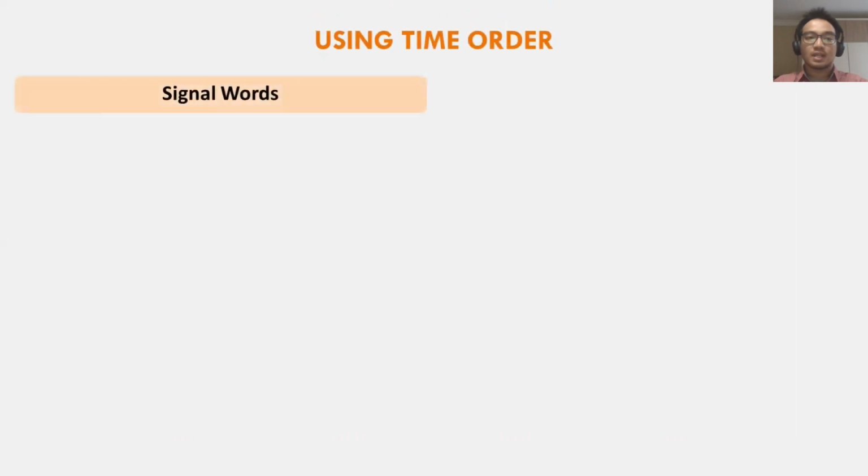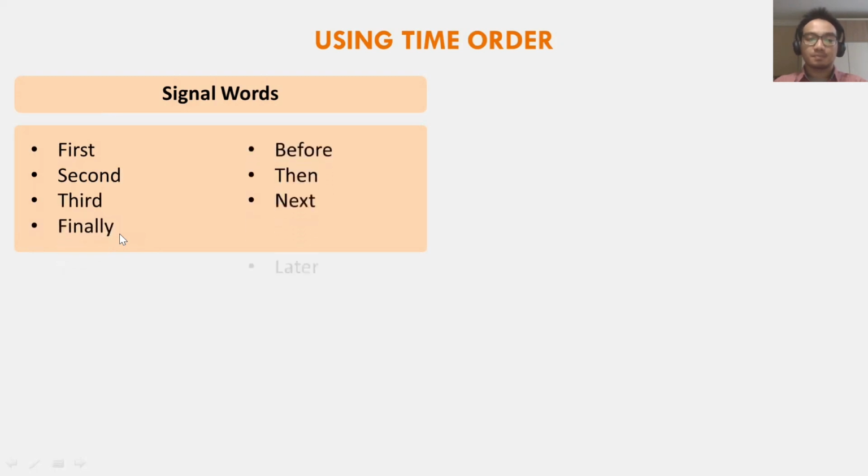Now we're moving to the second discussion. It's about using the time order. So we could organize ideas by time, right? Using time order. There are two ways to organize the ideas using time order. The first one is by using signal words. Signal words are used to indicate a sequence of events, indicating the transition from the first occurrence to the second event, and so on. We could use signal words such as first, second, third, finally, and also before, then, next, later.